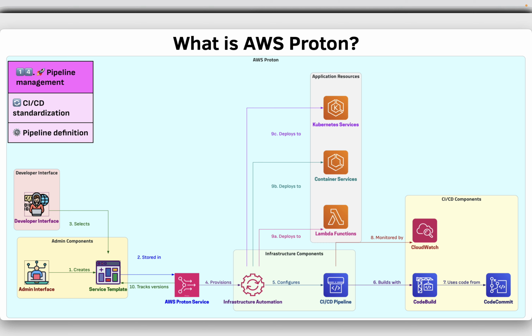Deployment pipeline control. So you define and standardize CI/CD software deployment pipelines. And it also helps with consistent architecture. So you can maintain consistent architecture patterns across all deployments.